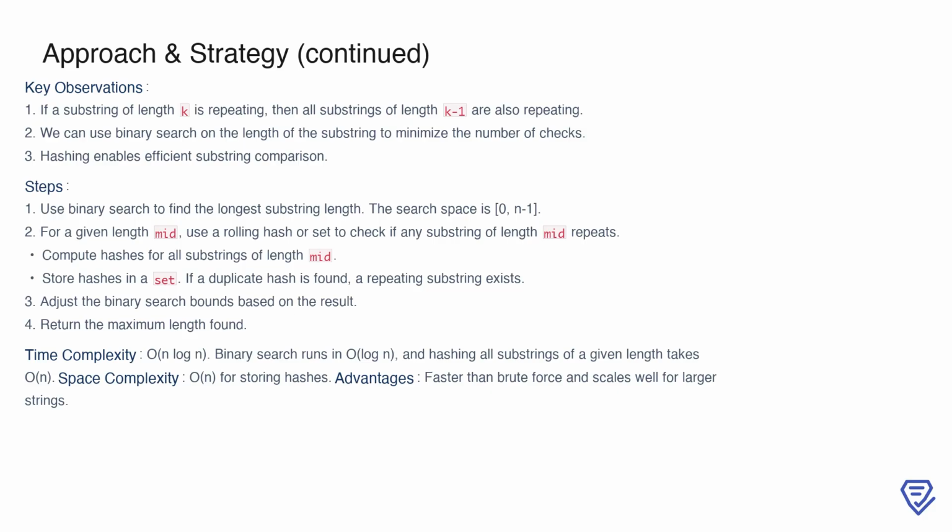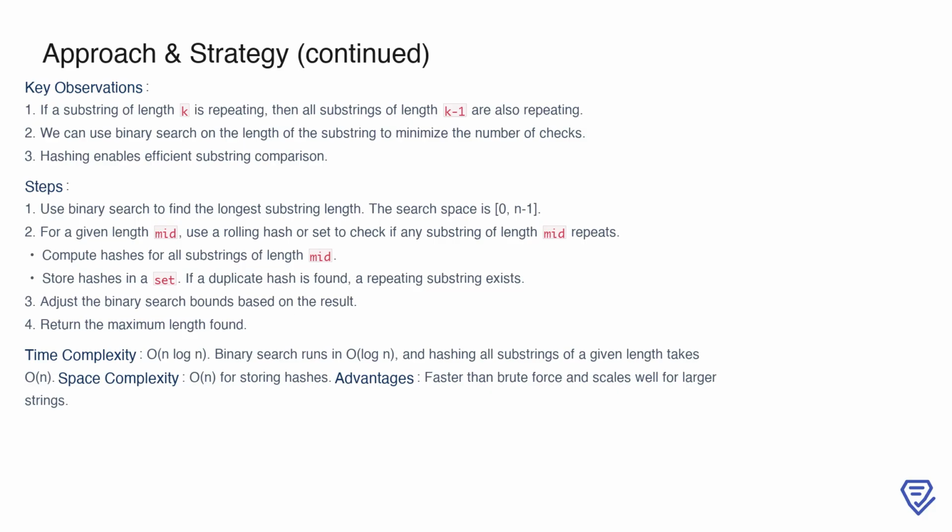The steps involve using binary search to find the maximum length of a repeating substring, with the search space ranging from 0 to n-1. For a given length, mid, we use a rolling hash or a set to check if any substring of that length repeats. This involves computing hashes for all substrings of length mid and storing them in a set. If a duplicate hash is found, it indicates a repeating substring. Based on the result, we adjust the binary search bounds and continue until the maximum length is identified.